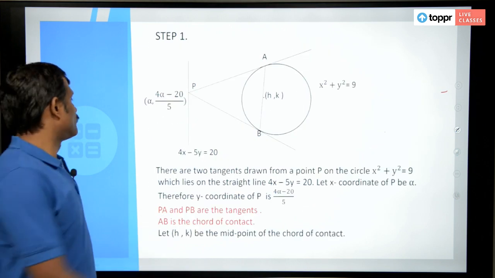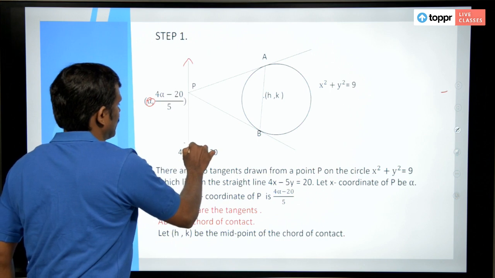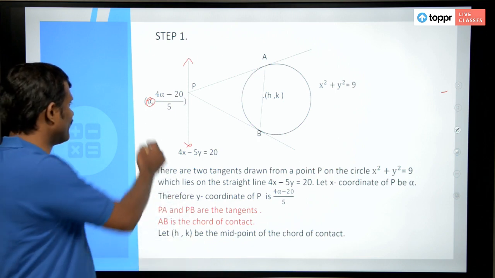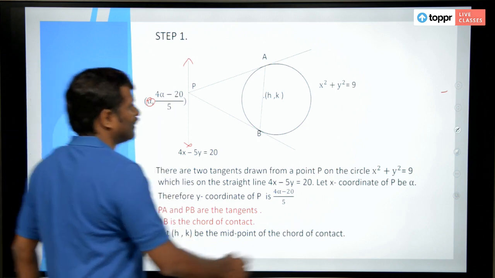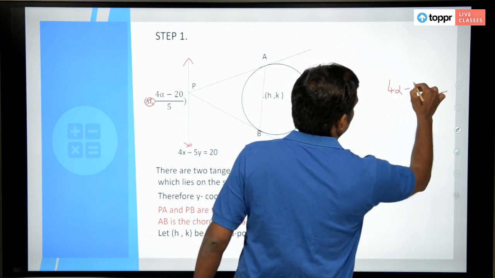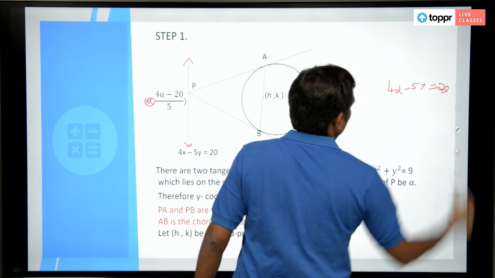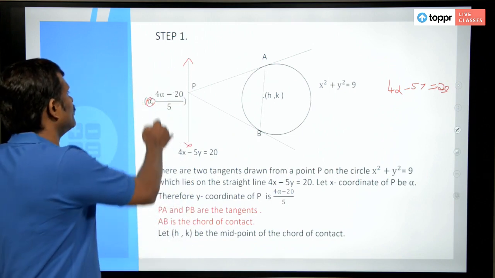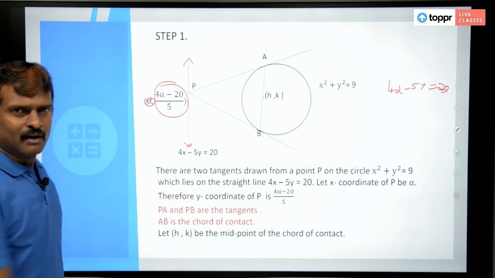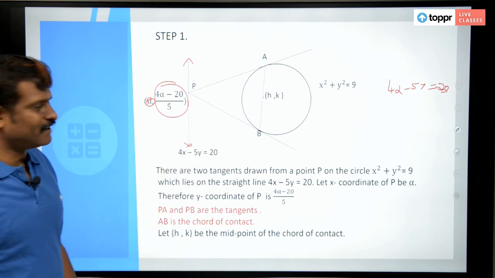What I am trying to do is take a point on the line. This is the line given to us. On that line I am taking alpha as the x coordinate of the point. If alpha is the x coordinate, what will be my y coordinate? So, I have 4 alpha minus 5y is equal to 20. From this, if you make y the subject, you get the y coordinate as (4 alpha minus 20) by 5. That is a simple transformation, like you transpose the 5y to the other side and bring the 20 to this side.